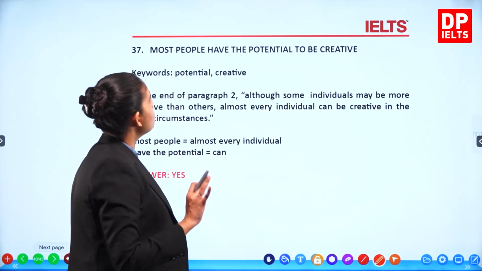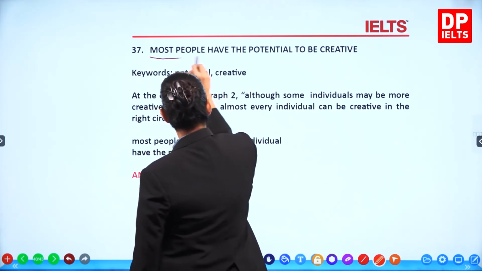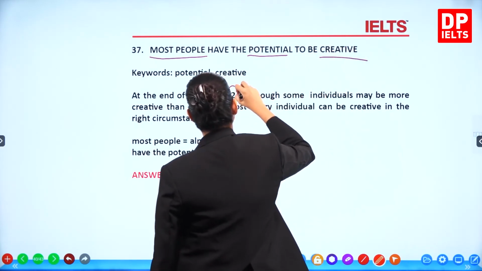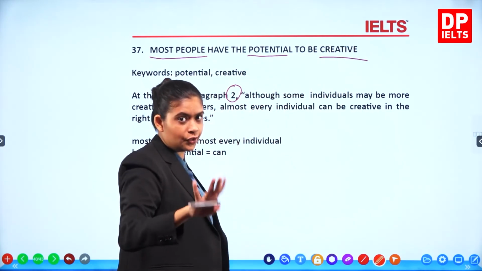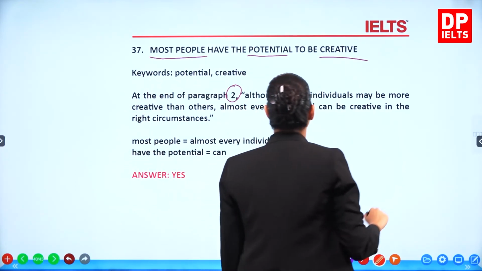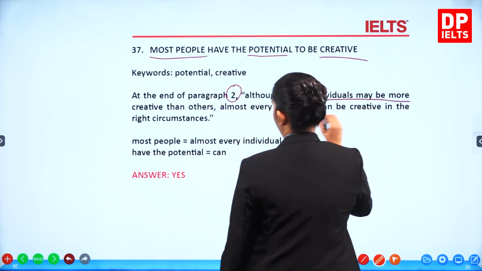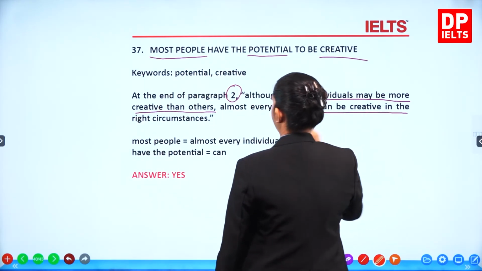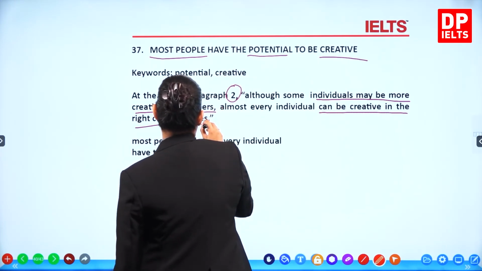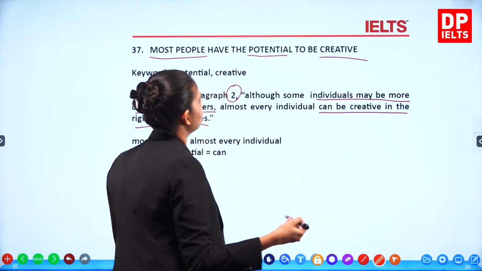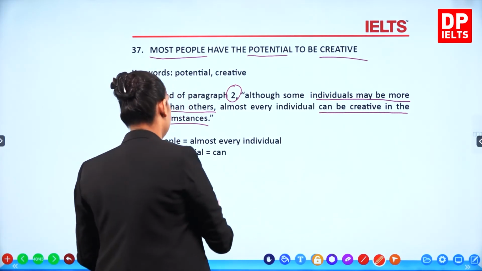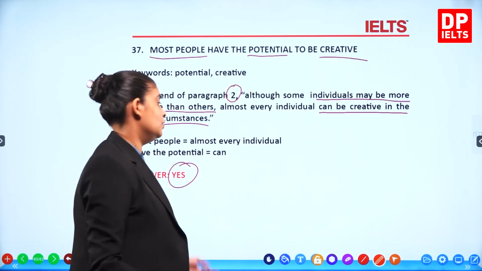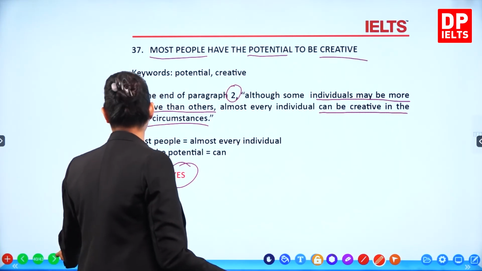37. Most people, not everyone, most people have the potential to be creative. Go to para 2 and towards the end of para 2. Although some individuals may be more creative than others, almost every individual can be creative in the right circumstances. So do most people have the potential to be creative? Yes, definitely. It says so. Having the potential means they can be creative. So the answer is true or yes.